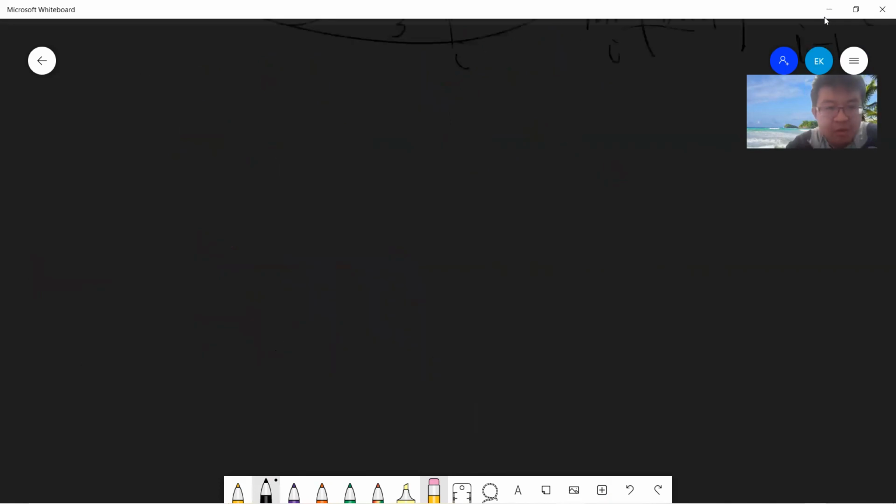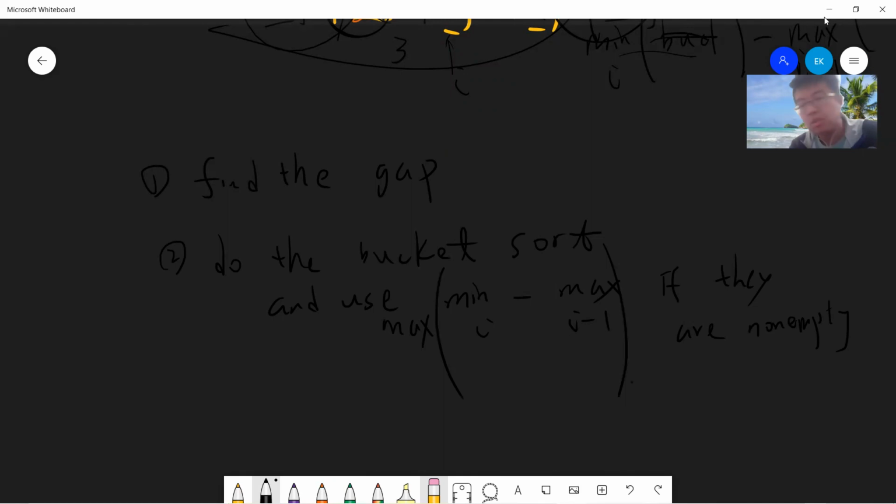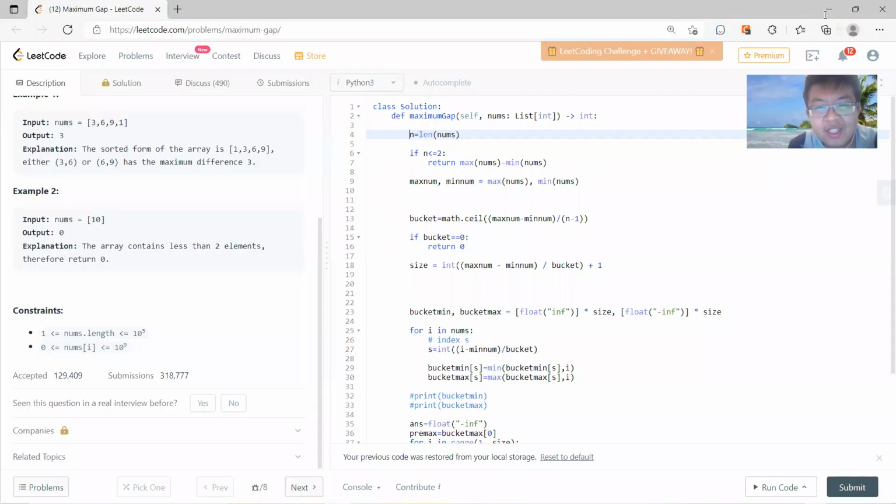So the algorithm just finds a gap and does the bucket sort. Use minimum of i minus maximum of i-1 if they are non-empty, and then you find the maximum of these. This is the maximum gap. This is linear time because you use bucket sort. So let's say the answer is the length, and if n is less than or equal to 2, then you return the maximum and the minimum, because you only have 2 numbers, so you just do this.